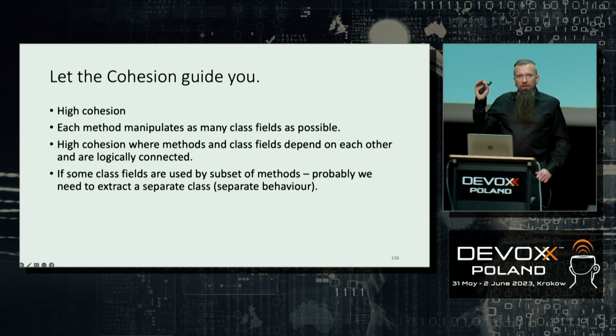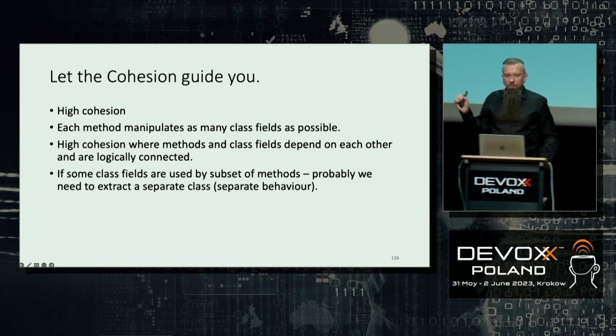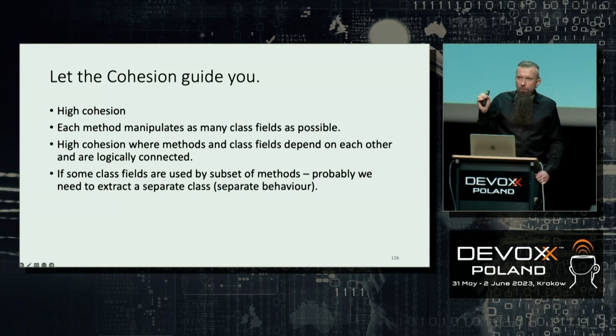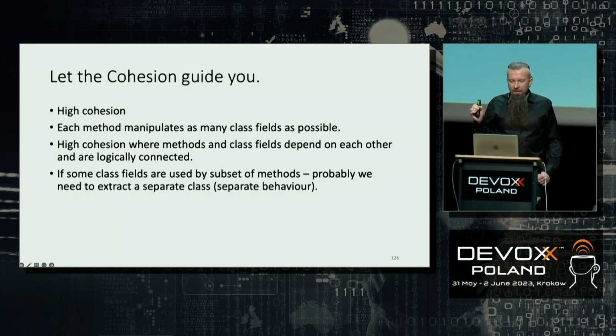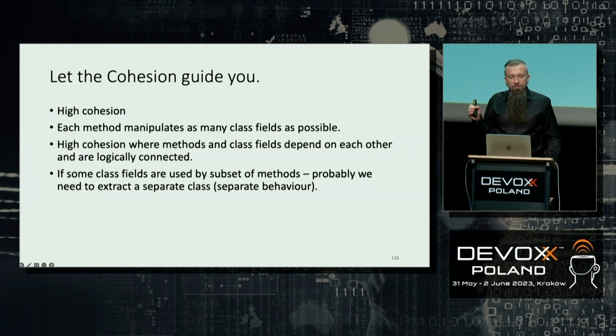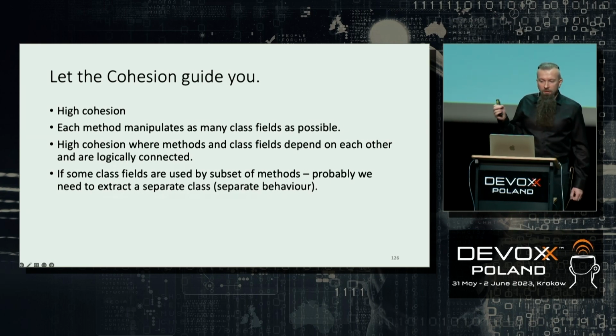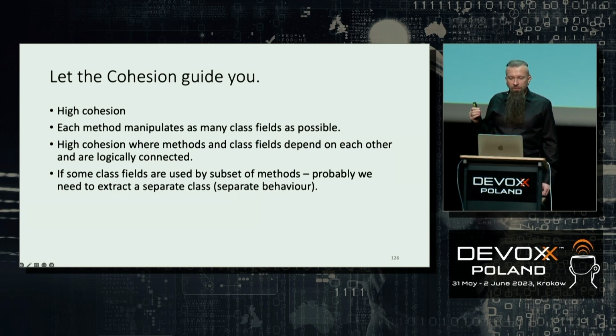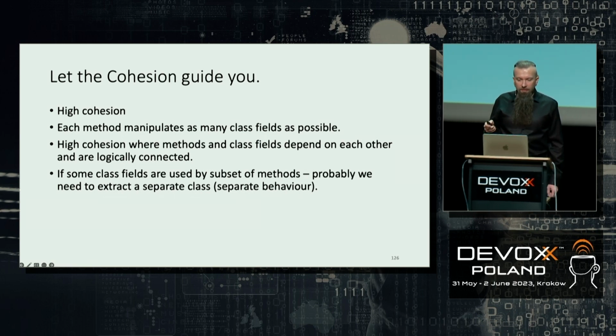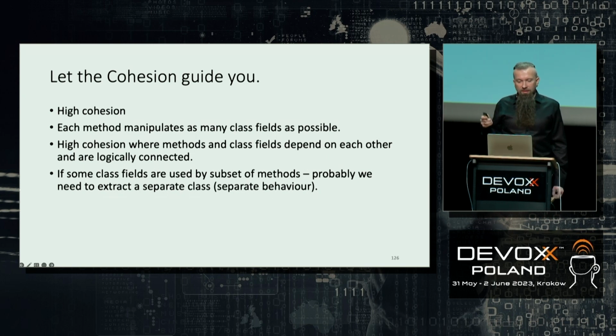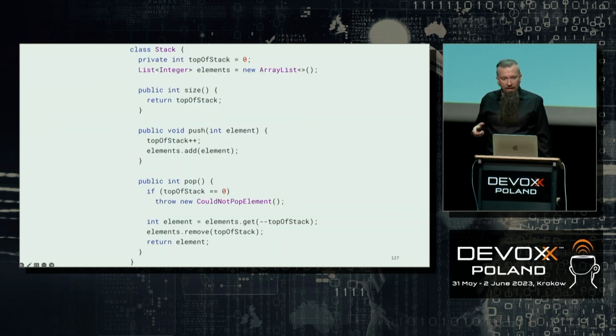We want to have classes which have high cohesion. Each method manipulates as many class fields as possible. High cohesion is where methods and class fields depend on each other and are logically connected. If some class fields are used by a subset of methods, probably we need to extract a separate class, a separate behavior.